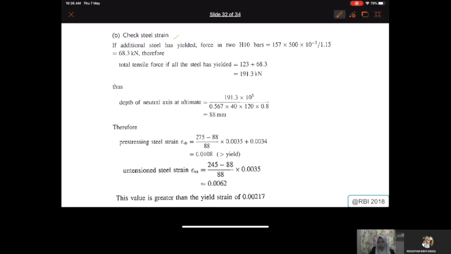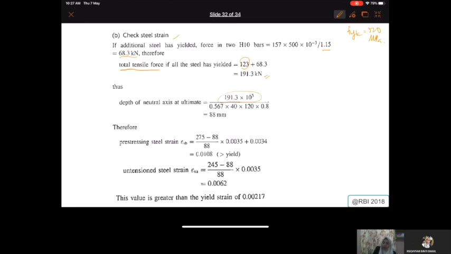When it's yielded, it means that it's already at the maximum, which is fyk equal to 500 MPa. So 157 multiplied by 500, divided by the gamma, and you will get, with 457 as the area, the force, which is around 68.3. So after yielded, your total tensile force will be 191.3. So you will add it with 123.